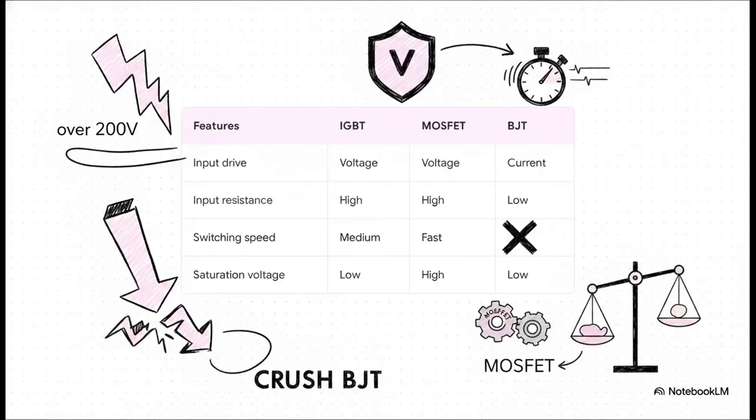When you put these components head-to-head, it is fascinating. This is the ultimate showdown table. Just look at the inputs. The IGBT matches the MOSFET perfectly with high input resistance and voltage drive, entirely crushing the BJT. But then look at the output saturation voltage. The IGBT matches the low voltage of the BJT, totally beating the MOSFET. Now sure, the pure MOSFET is still the absolute king of high-speed nanosecond switching, but for anything else, the IGBT is the undisputed superior choice for high-voltage switching, specifically anything over 200 volts. It is the ultimate compromise device.